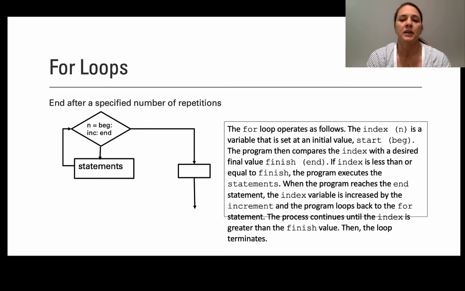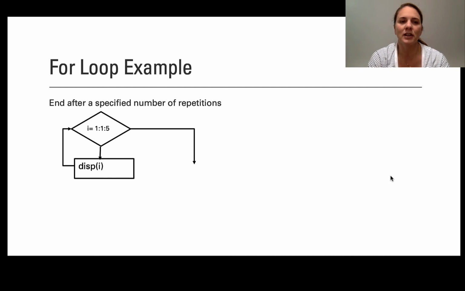The program then compares the index with the desired final value, finish, and we called that end in this particular case. If index is less than or equal to finish, the program executes the statements. When the program reaches the end statement, the index variable is increased by the increment, and the program loops back to the for statement. This process continues until the index is greater than the finish value. Then the loop terminates. Let's look at an example.